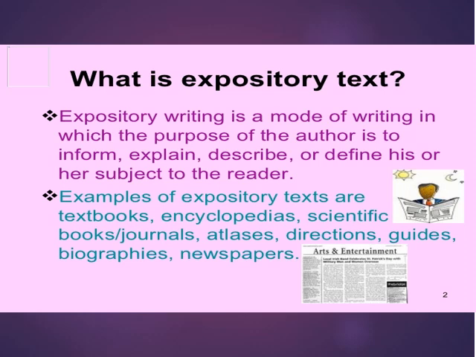Examples of an expository text are textbooks. Textbooks are expository. Encyclopedias, scientific books, journals, atlases, directions like guides, instructions, biographies, to write about someone's life, newspapers. All these are expository texts.